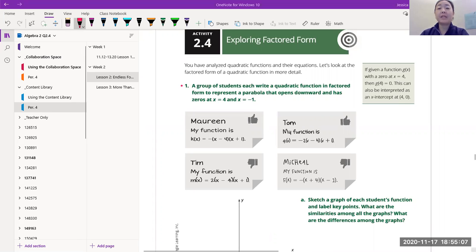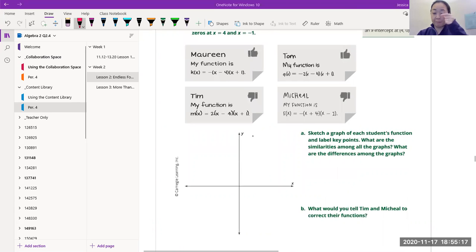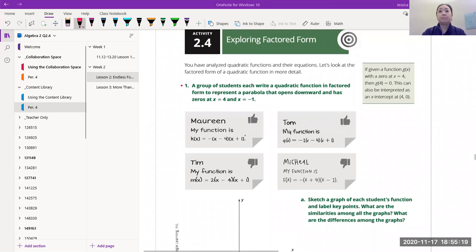But for today, we're going to be finishing up this lesson here, lesson 2. We're on 2.4 right now, which is on page 37 of your little half book there. So it looks like we're going to be exploring factored form.